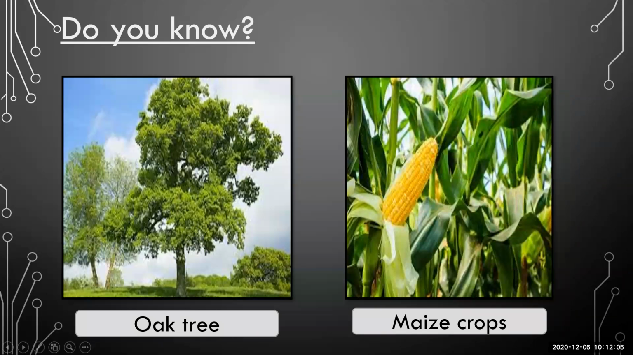Now, do you know the oak tree releases about 151,000 liters of water into the air by the process of transpiration? With the help of transpiration, see how much water the oak tree has released into the air. It is about 151,000 liters. And also the maize plant gives out about 11,400 to 15,100 liters of water per day. So this is how much water has been transpired from these plants.